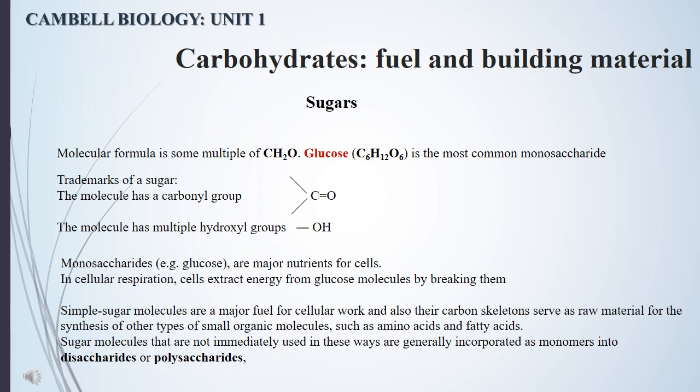There are two main trademarks of sugars: a carbonyl group and a hydroxyl group. All sugars have these two groups in them. The monosaccharides, such as glucose, are a major part of nutrition for cells. In the process of cellular respiration, the cells extract the energy from glucose molecules by breaking them down.